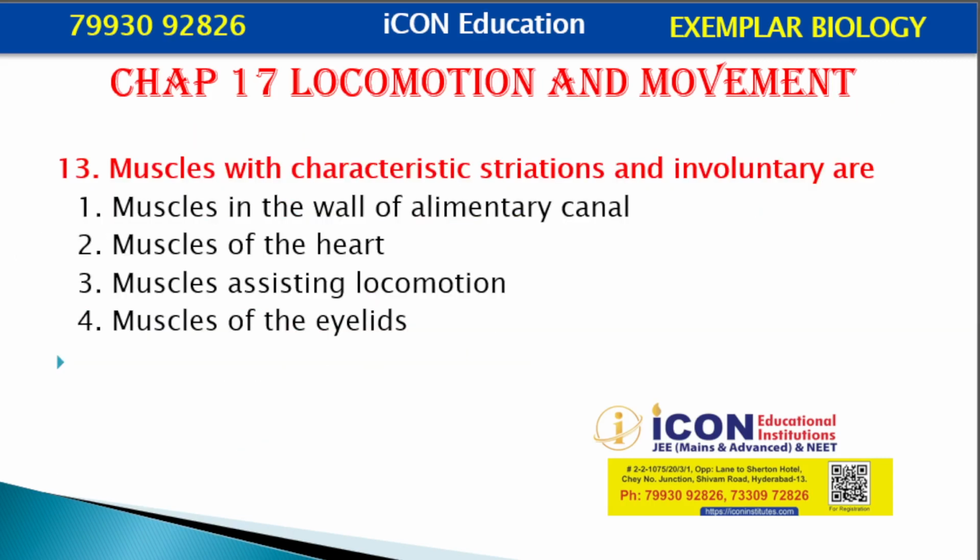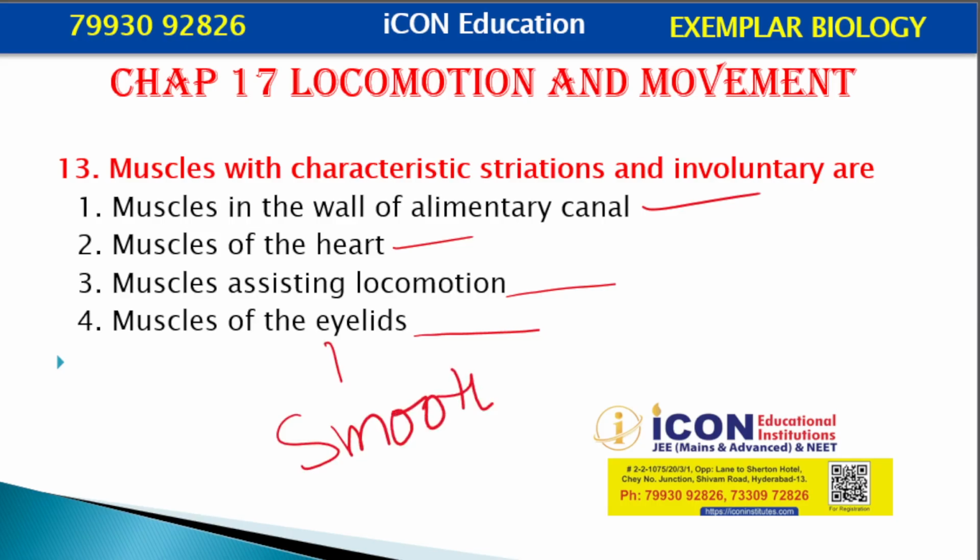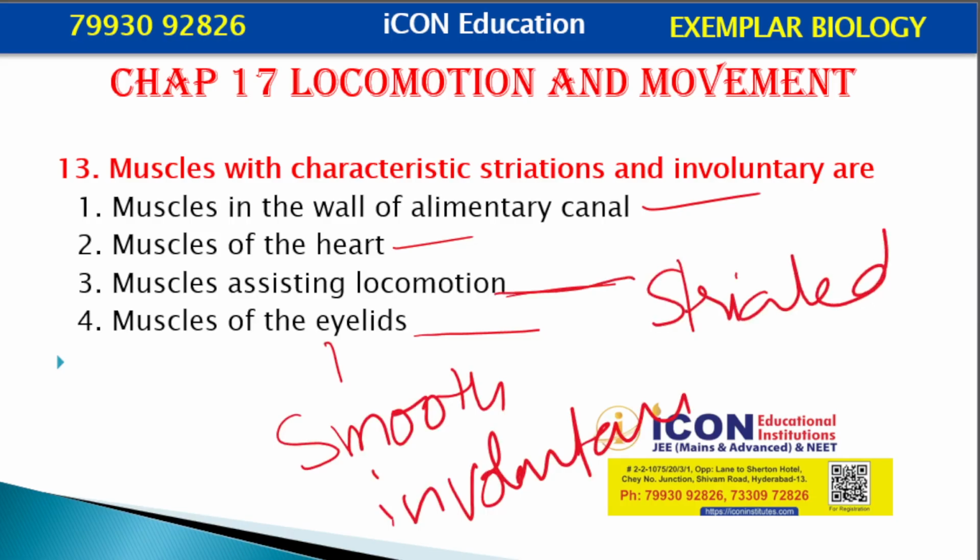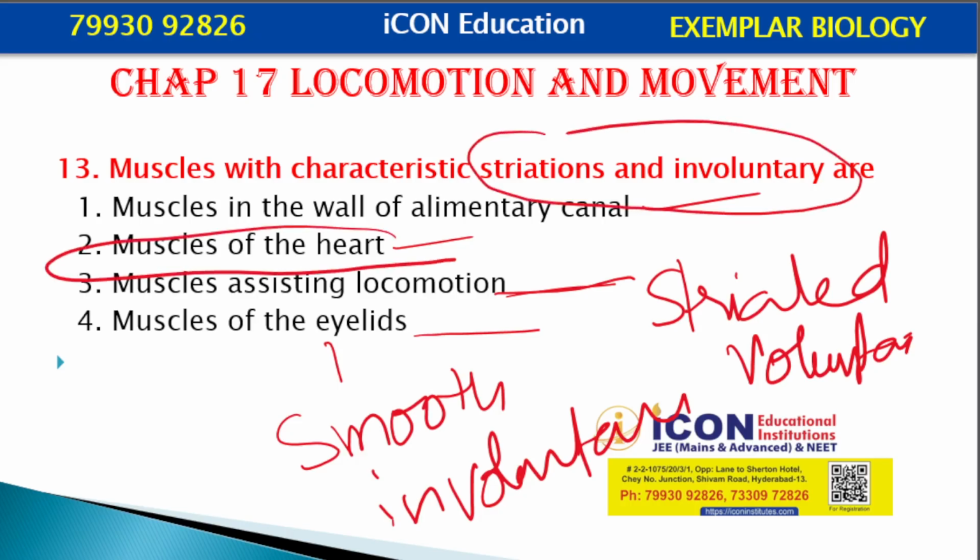Muscles with characteristic striations and involuntary are: muscles in the wall of alimentary canal, muscles in the heart, muscles assisting locomotion, muscles of eyelids. Muscles of eyelid are smooth and involuntary. Muscles assisting locomotion are striated and voluntary. Muscles of the heart are striated involuntary. In the alimentary canal, we will find unstriated involuntary.